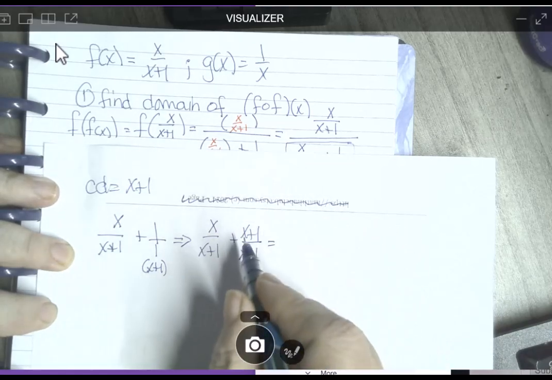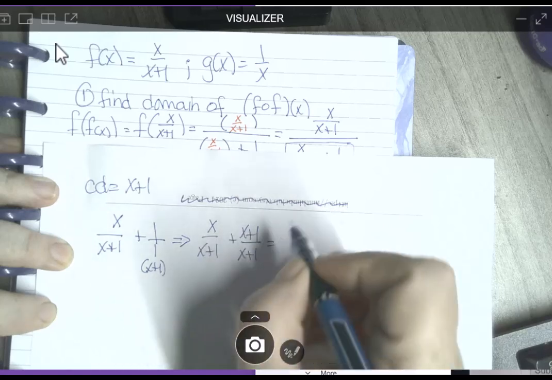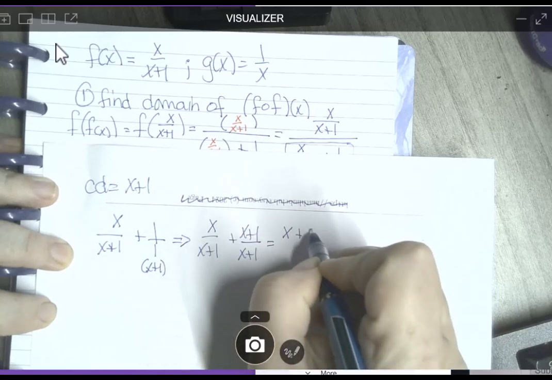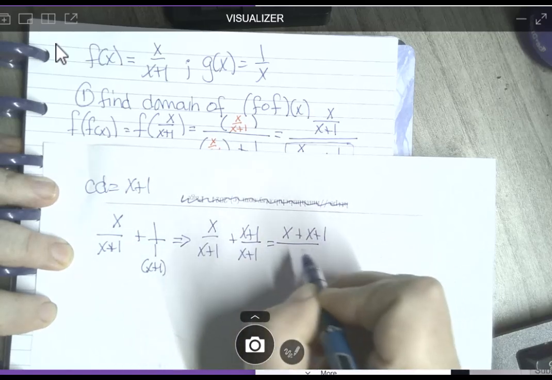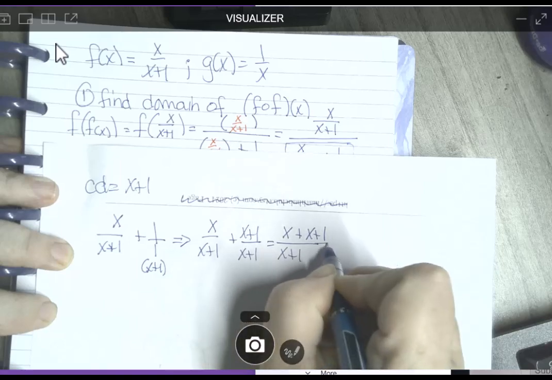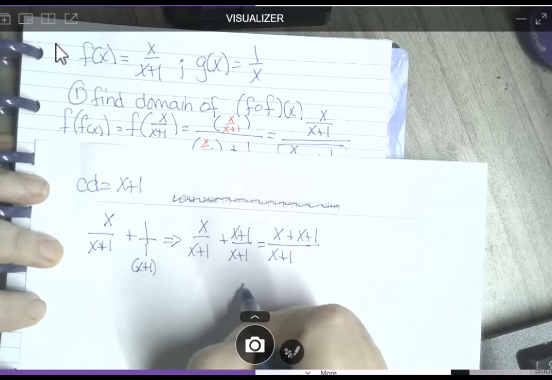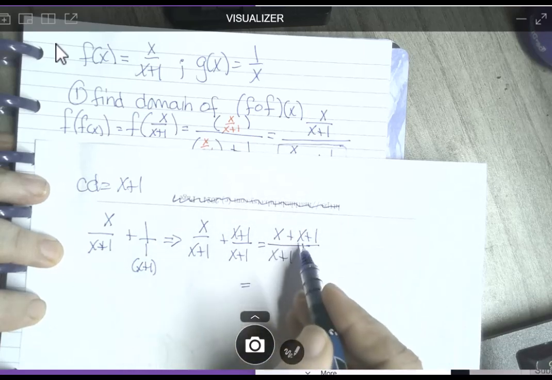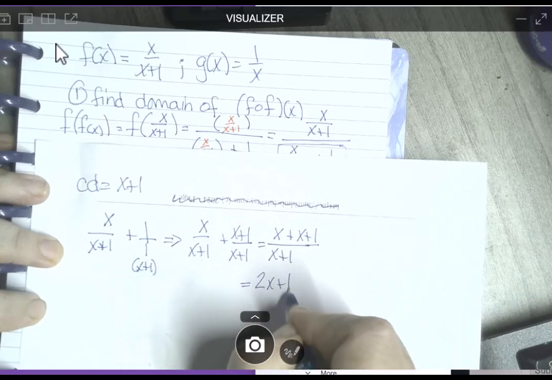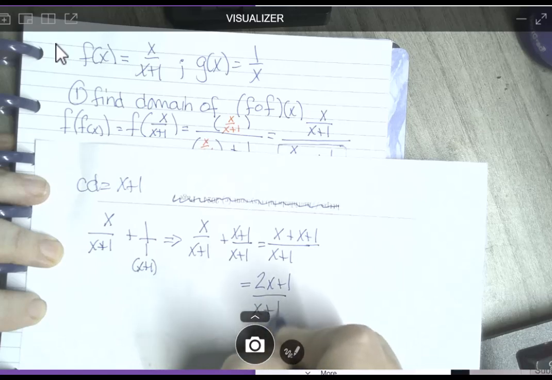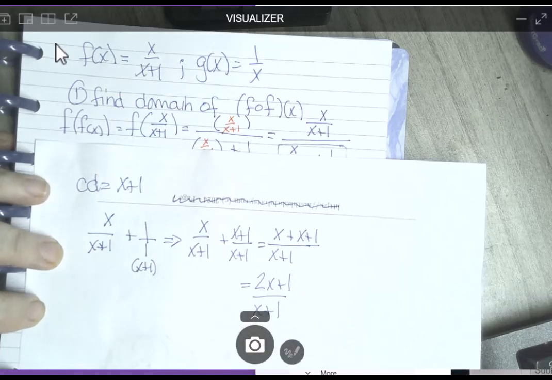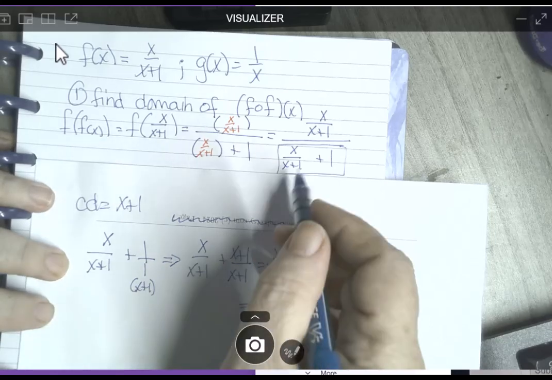We are going to collect like terms in the numerator. But first let's write it: x plus 1 all over x plus 1. Great. Now we're going to collect some like terms here. x plus x is 2x plus 1 over x plus 1. Now that's just the denominator. That's just this piece here.